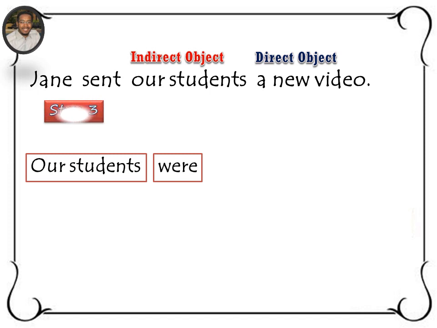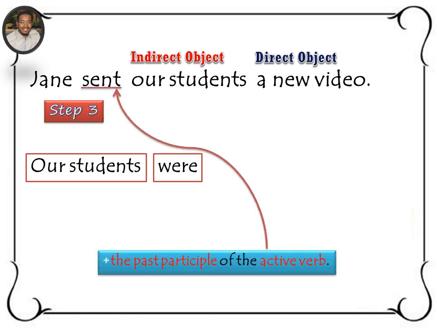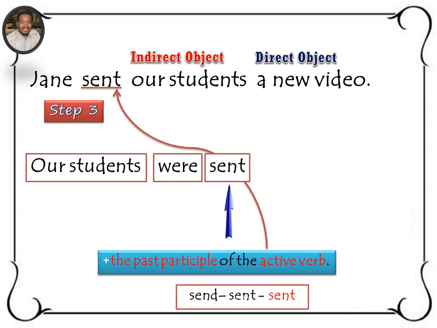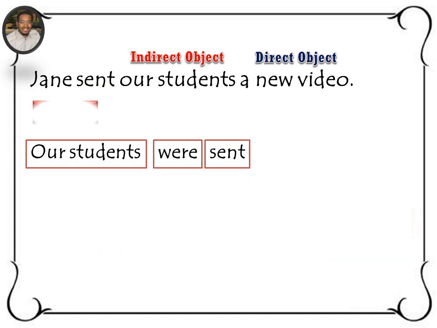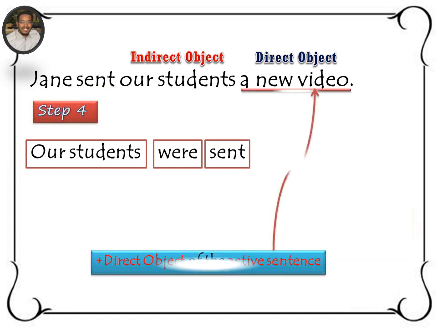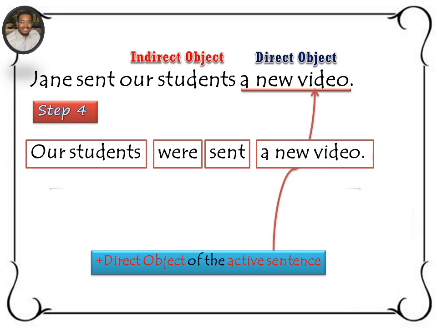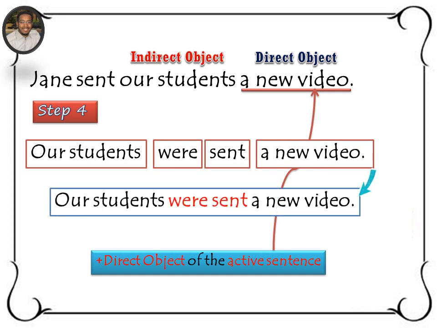Step number 3, plus the past participle of the active verb. So the active verb is sent and the past participle is the same. Send, sent, sent. Step number 4, plus the direct object of the active sentence, which is a new video. And we get: our students were sent a new video.